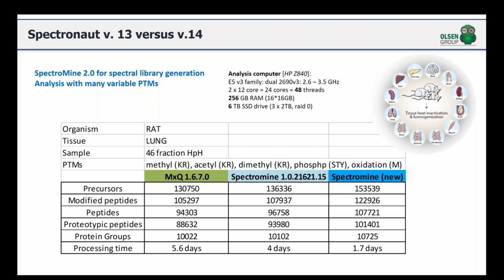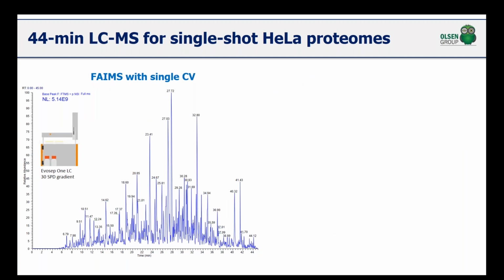version 14, we can see that we're able to significantly increase the number of modified peptides identified, and the number of proteotypic peptides identified. And most importantly, we can see that the analysis time required for analyzing a proteome, searching here with many variable modifications, is significantly faster with the new versions of Spectronaut. So this, of course, gives us a lot of time to do many more searches at the same time.